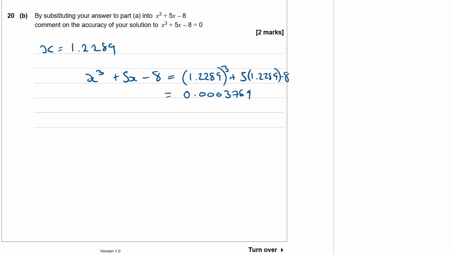Okay, so this answer is very close to 0, which would mean that our answer is fairly accurate then, doesn't it? So close to 0, so the approximation is accurate, or very accurate.